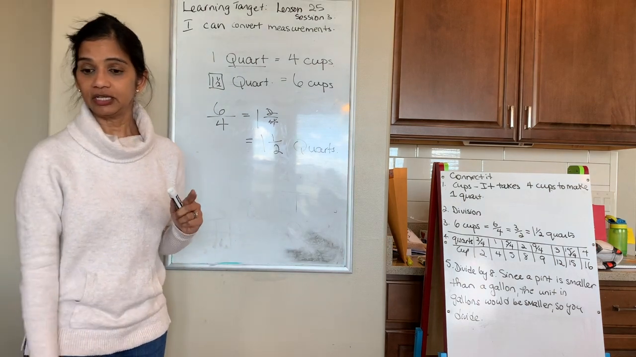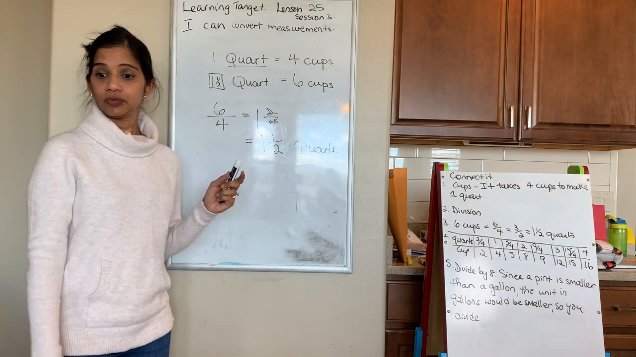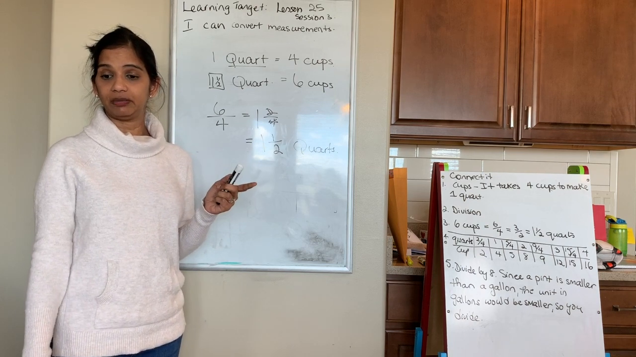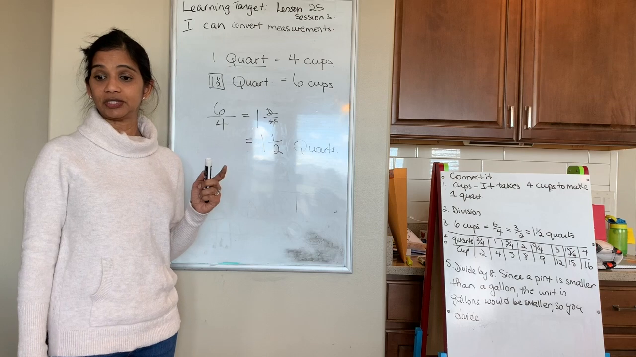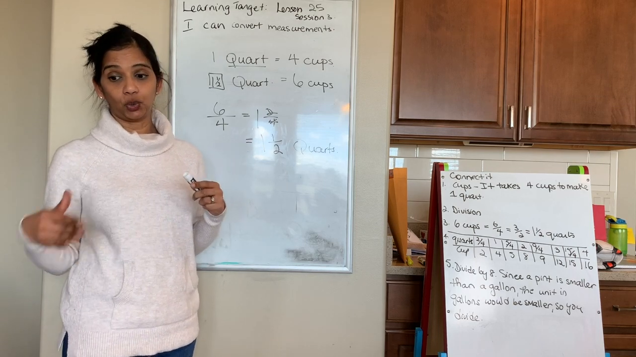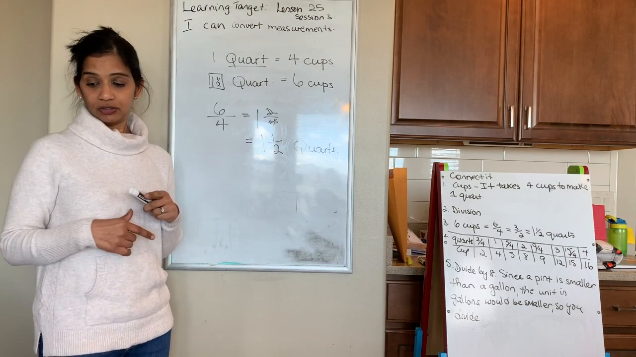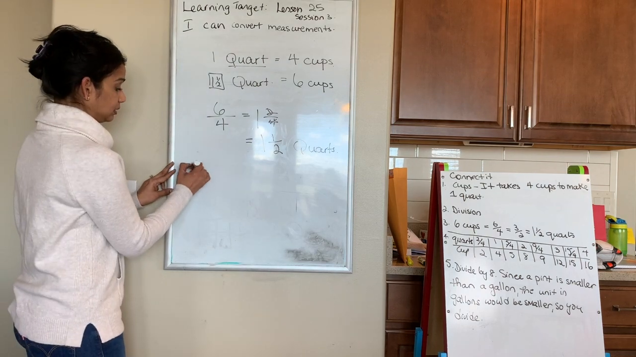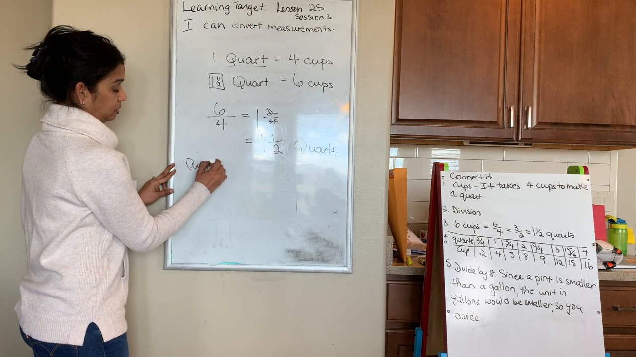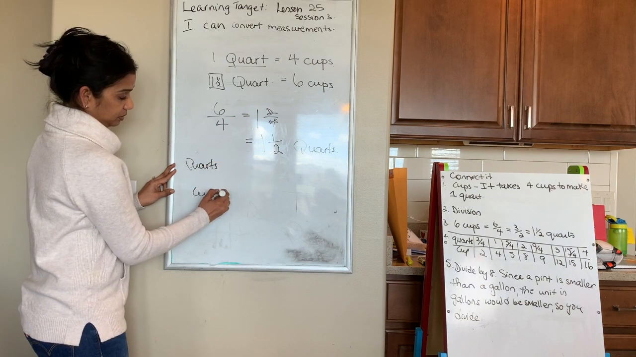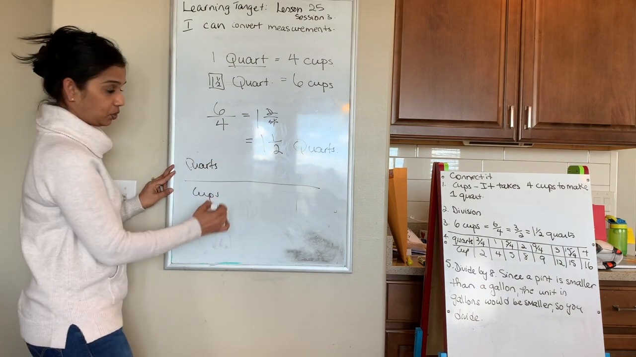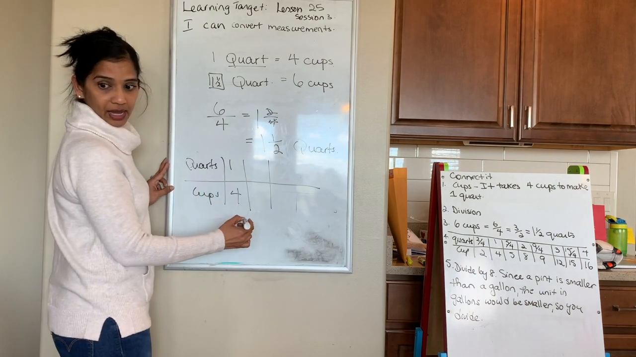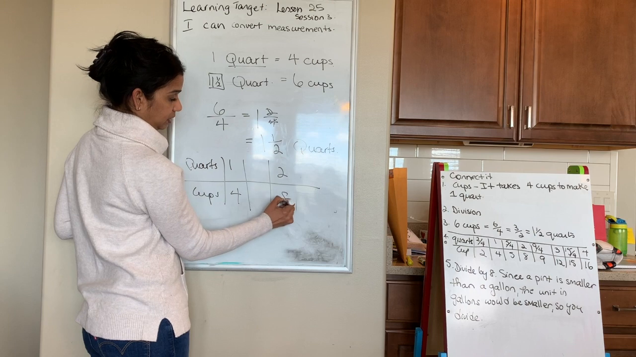Okay, so let's look at the solve it section. Use the information from the table to understand how to solve the problem. The pattern in the table shows that there are 4 cups in every quart, right? So what do we think between quarts and cups? So quarts, 1, 4 cups, and 2 is 8 cups.